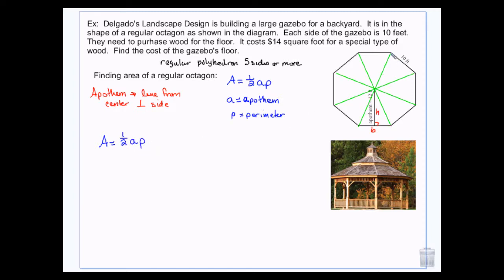Well, I know that this base, or this part, is 10 feet, so this is 10, 10, 10, 10, 10, 10, 10. 1, 2, 3, 4, 5, 6, 7, 8. So the perimeter is equal to 8 times 10, which is 80. And they gave us the apothem. They said that's 12 times 80. 1/2 of 12 is 6 times 80 is 480 square feet.